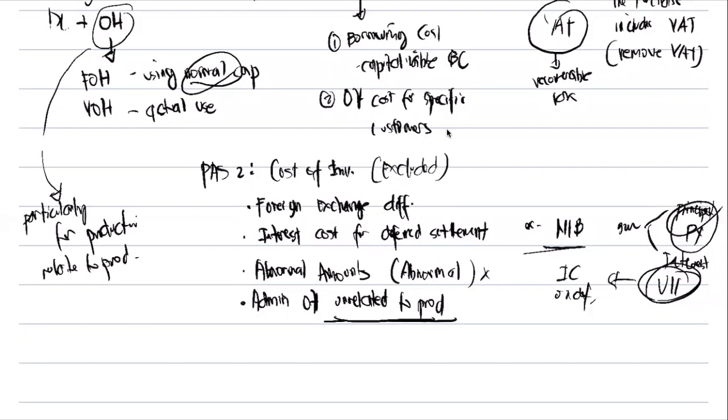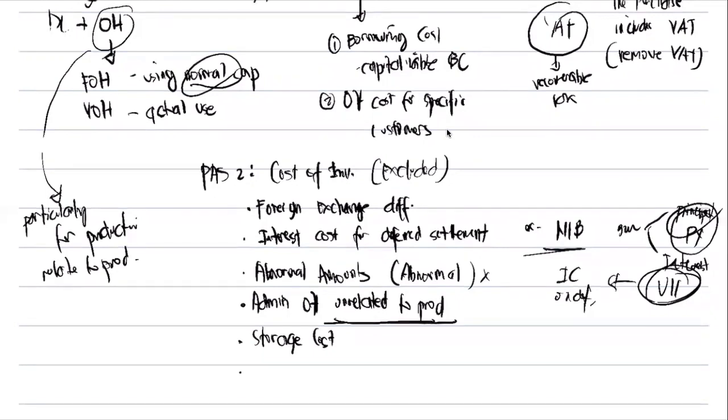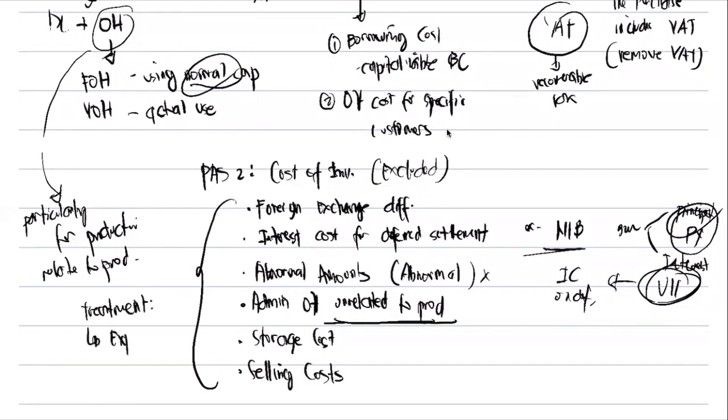Next, you have your storage costs. The cost of storing the materials or the cost of storing the inventory should not be included. It is excluded. Next, we also have your selling costs. So since we exclude these items, what is the treatment? The treatment of these items is that they will be part of expenses, particularly OPEX.